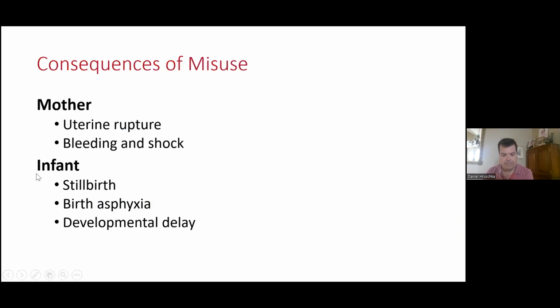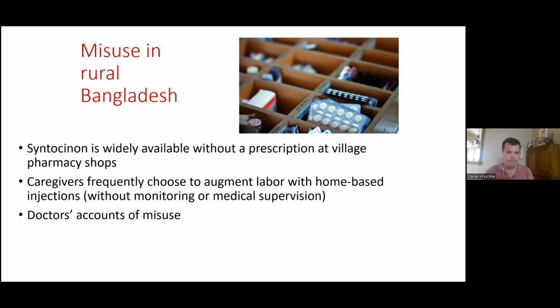The issue is that if it's used in a situation where, for example, you can't monitor the fetal heart rate, you can't actually determine whether the mother is ready to deliver, whether she's appropriately dilated. It can lead to lots of problems. So it's powerful in terms of being life-saving, but it can also cause a lot of problems. Some of the adverse consequences are things like uterine rupture, or bleeding or shock for the mother, or stillbirth for the infant, or birth asphyxia, or developmental delay.